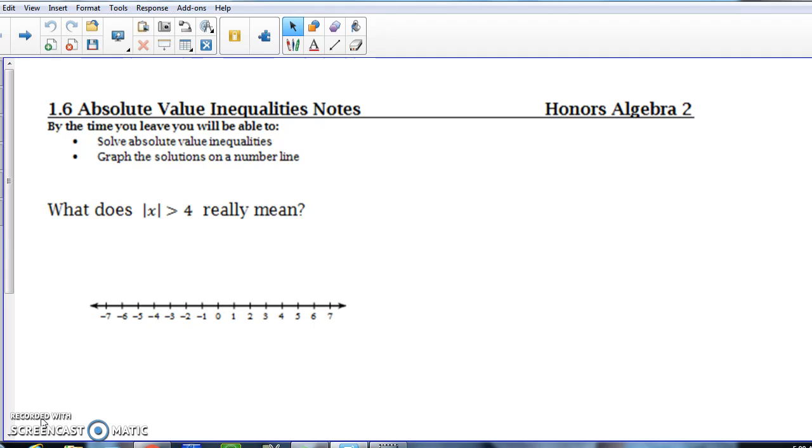But really, if it's just greater than, that's an open circle at 4, and everything going this way, all these things have an absolute value greater than 4, but everything on the left, from negative 4 going that way, also has an absolute value greater than 4. These things are more than 4 spaces from 0 on the number line.